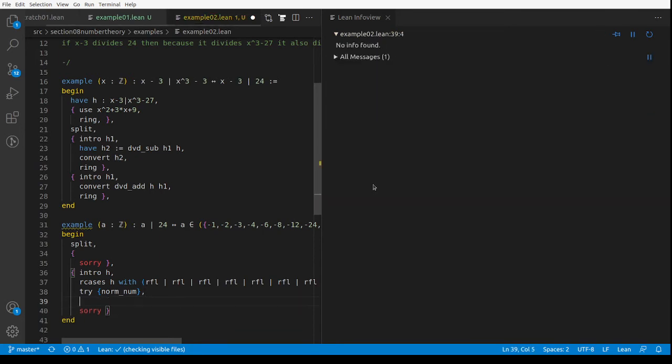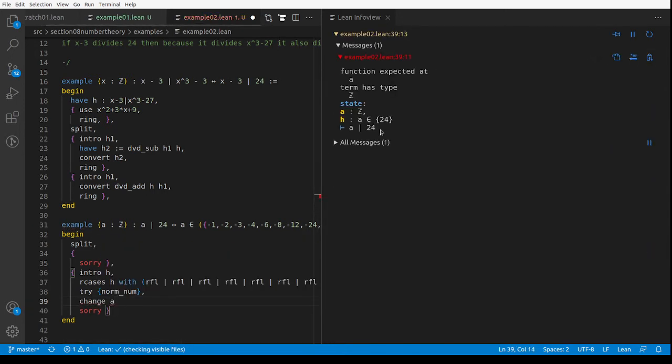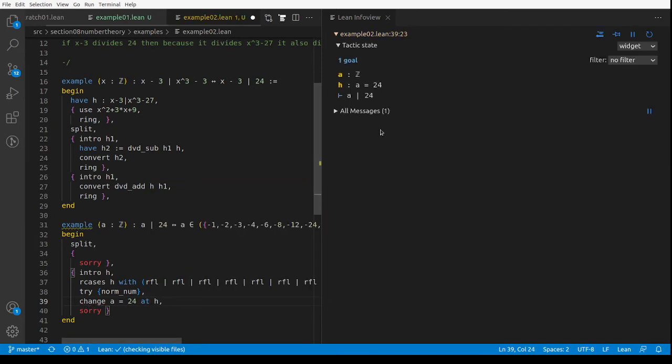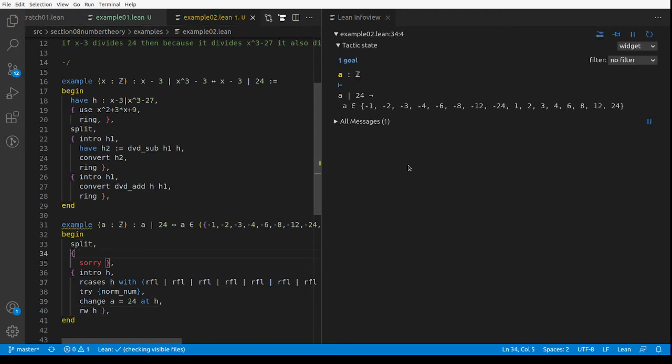Is that not true? I claim change. I might be wrong. Change A equals 24 at H. No, this is definitionally. There we go. Rewrite H, and then I was going to use, wow. Oh, I see. It tried rfl and Lean knew that division was reflexive. So that's that way round, and this way round I can't do.